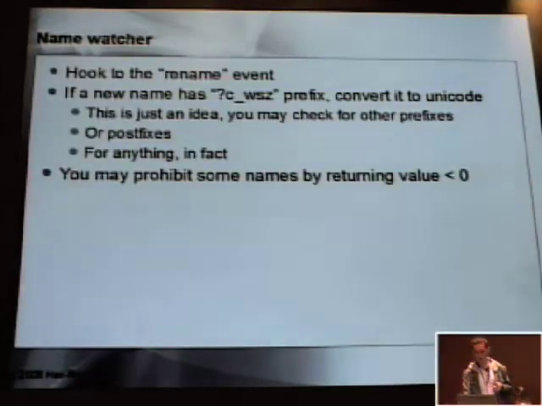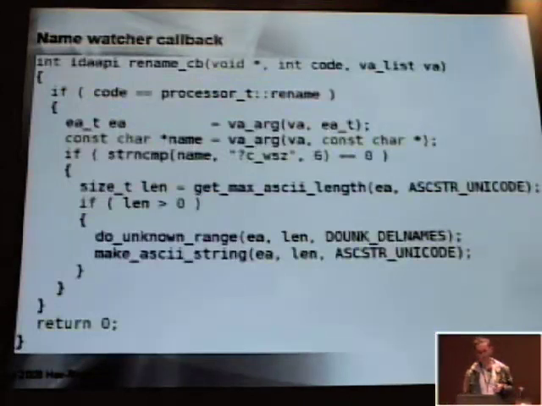Again, the plugin is very, very simple. There's some scaffolding, like you have to retrieve the arguments from the stack and other stuff. Otherwise, the most important line is: if we compare the name and it's equal, then we make an ASCII string at that address, and we specify the type, it's a Unicode string.